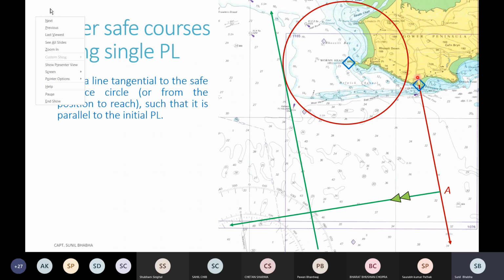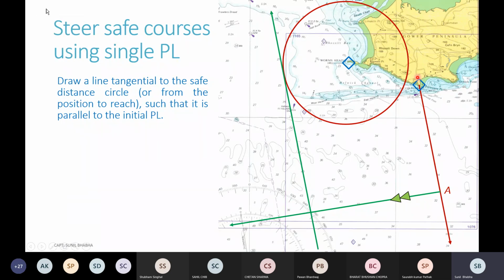Because in that case we will not be able to draw the circle, as they have not given us any safe distance. So the circle we will not be able to draw. They have given us a particular position, so we will draw a line parallel to our initial PL passing from that position. So is it clear now, beta? Yes sir. Okay, let's move ahead.